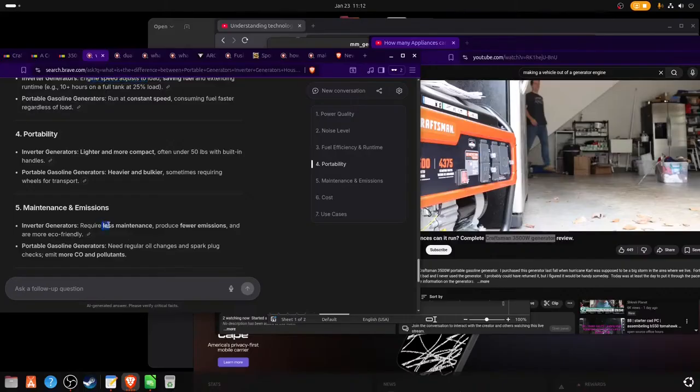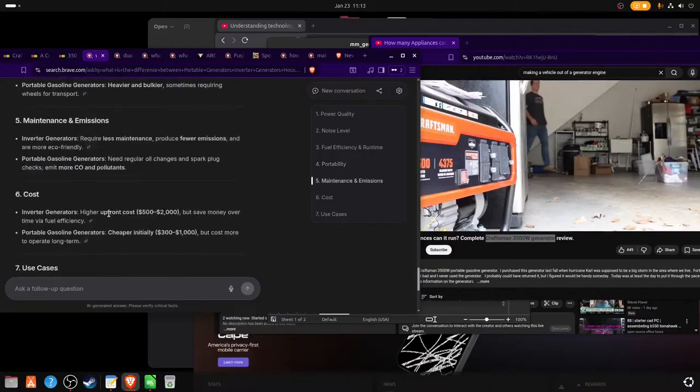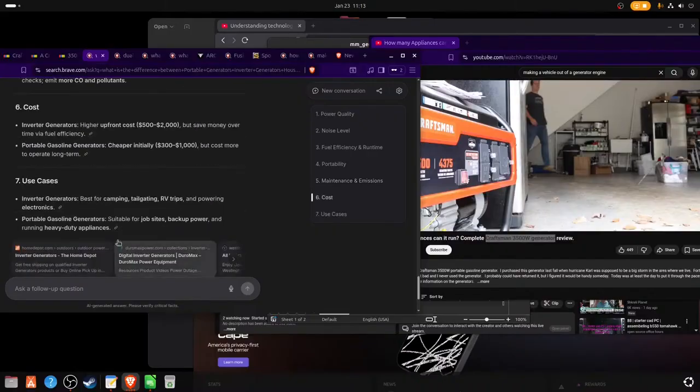Yeah, less maintenance. This is a big one, team. This is the thing with any machinery. Anything that's like less maintenance, if it's true, it's like, whew, it is worth so much more. Okay. Yeah, higher up front. Start at 500 to 2,000, so an extra couple hundred bucks.